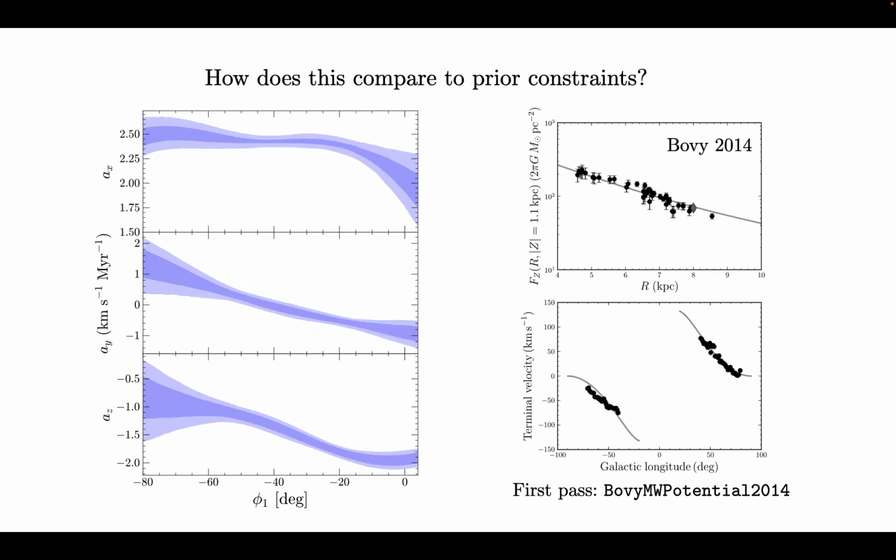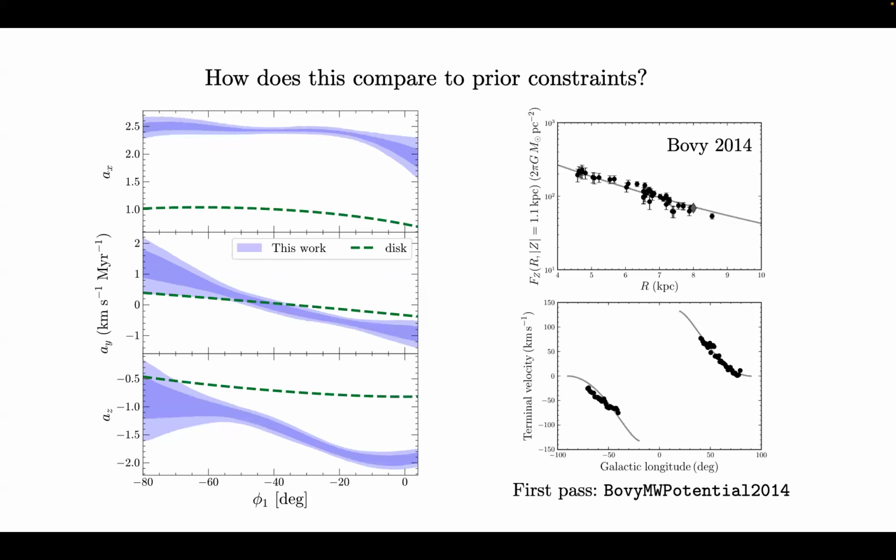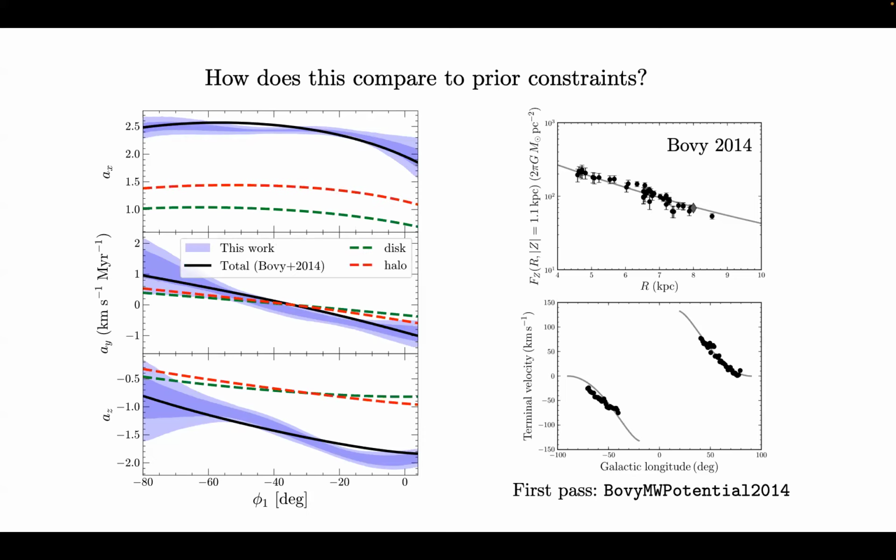So the first pass, like easiest thing to check, is a very common model for the Milky Way. Simple, it's a 3-component model: disk, halo, and a nucleus or a bulge. And it's derived from rotation curve data and local equilibrium modeling in the plane from Jo Bovy in 2014. And we can look at where the different components of that model land on this. So here we have the disk, we have the halo, and then the total. The bulge doesn't contribute really anything in this plot, so I'm not showing it.